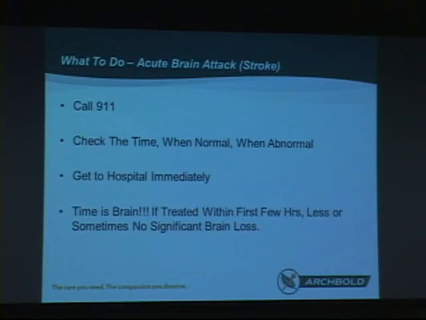Check the time, when normal, when abnormal. Why? Because the prior researchers have done a significant amount of studies. And what they've found is that there is a specific time window when patients can benefit from intervention by giving clot-busting drugs to get rid of the clot that's going to the brain artery and prevent significant damage later on. And that cutoff changes all the time, okay?